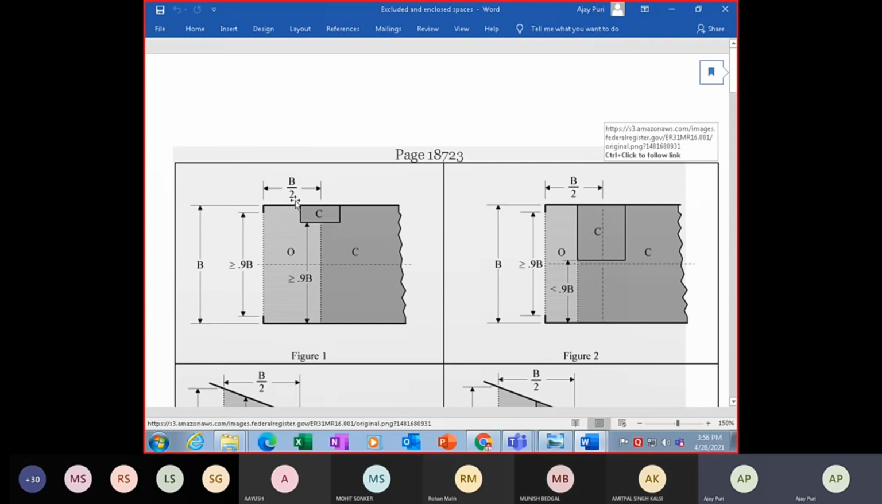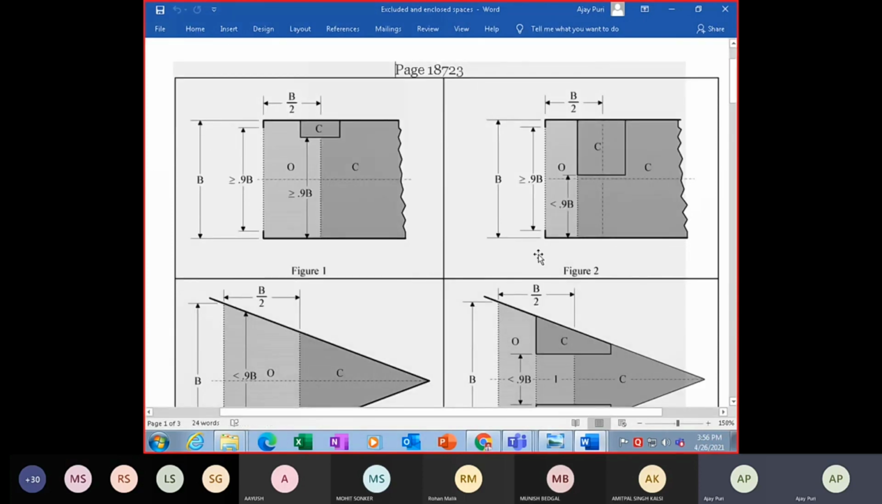So if you have B by 2, half of the breadth, extending here, there's an opening here on the side. This area is closed. This area is also closed. So if the width of this section is greater than or equal to 0.9 of the breadth, and the opening from this point is greater than or equal to 0.9 of the breadth, then this section will not be included in the calculation. This is figure 1.